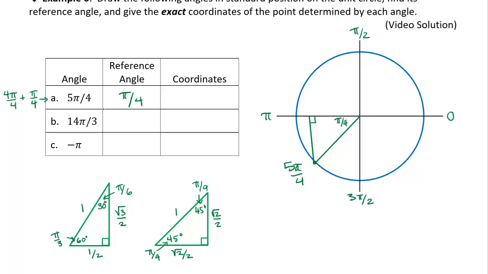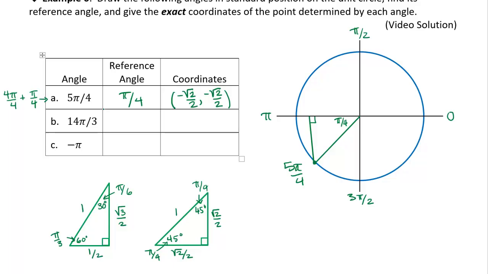Okay, so the coordinates are going to be the same as the side lengths of this triangle that I drew, the same as the 45, 45, 90 triangle. Okay, so my side lengths are the square root 2 over 2 and the square root 2 over 2, but they're both negative, right? So I'm going to write negative square root 2 over 2, comma, negative square root 2 over 2. They're both negative because we're in the third quadrant. So we're on the negative side of the x-axis and the negative side of the y-axis. So in the third quadrant, both the x and y are negative.